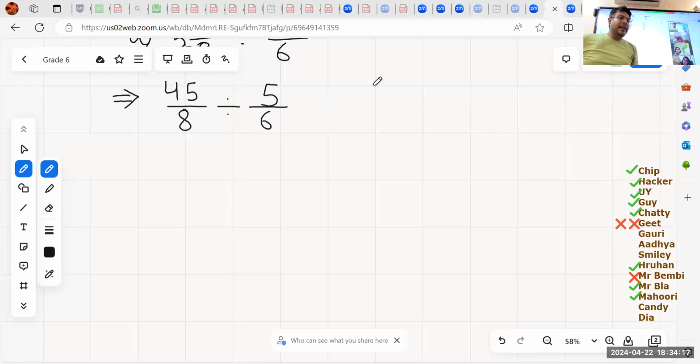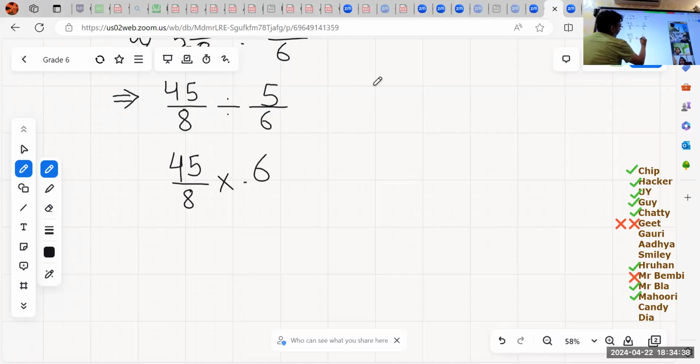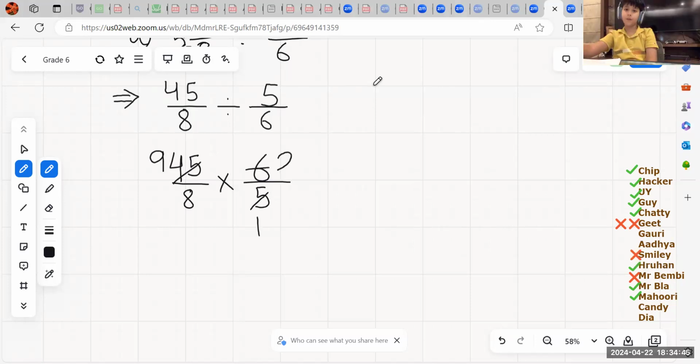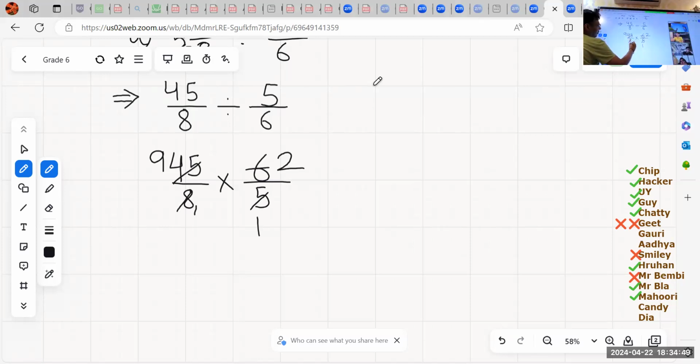All right, Gauri and Smiley, where is my answer? Mr. Bambi, again we got it wrong. Sir, sorry. Sir, I copied the question wrong. Silly error. So next, 45 by 8 multiplied by 6 by 5, the reciprocal of the divisor. 5 ones are 5, 5 nines are 45, 3 twos are 6, 2 threes are 6, and 2 fours are 8.